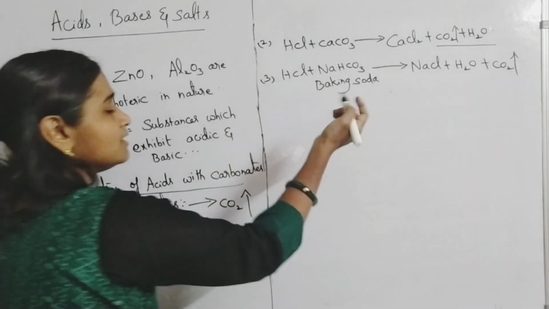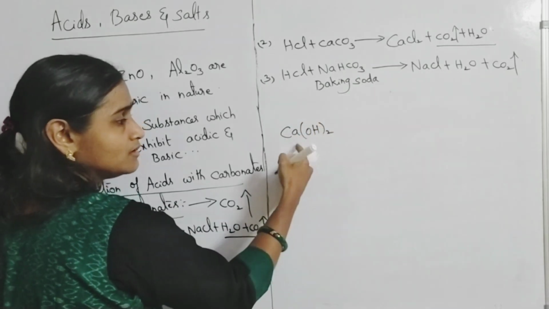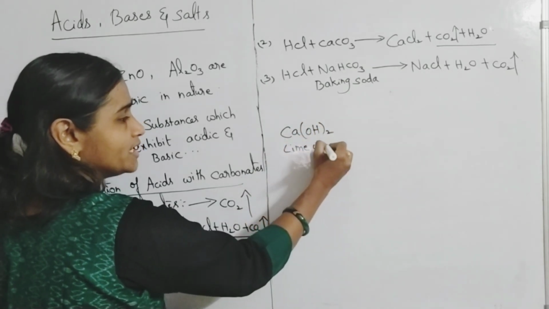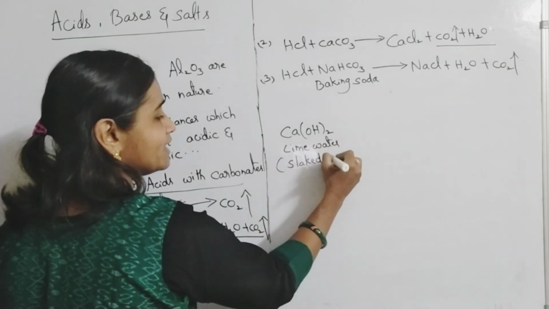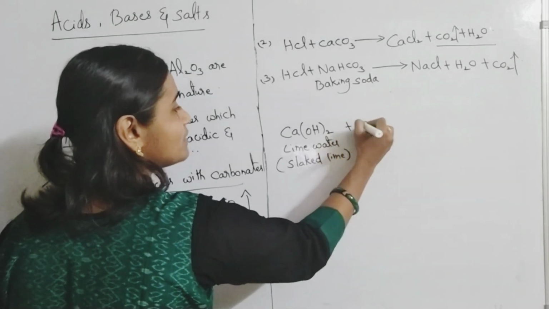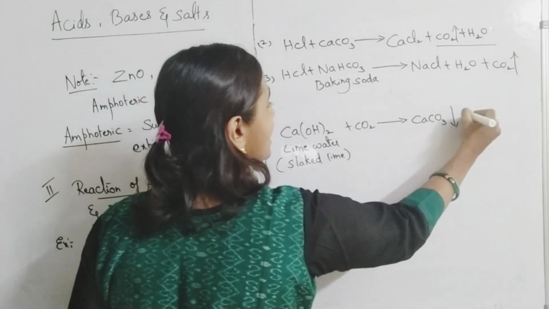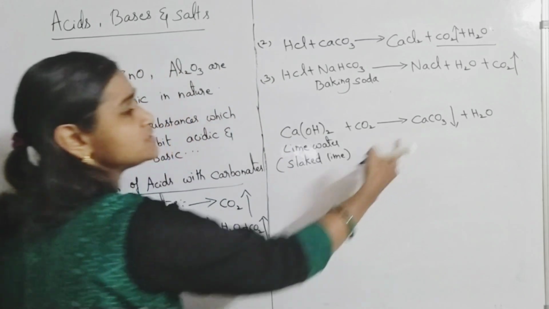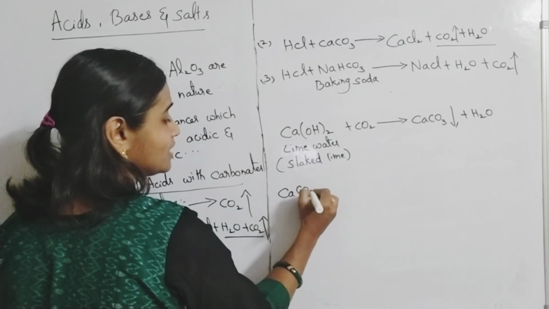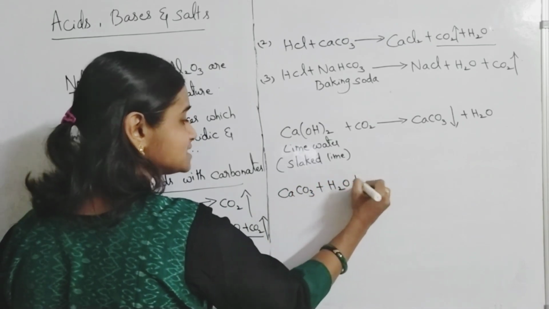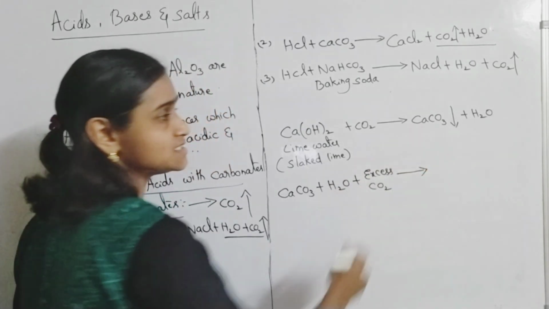How can you say that the gas liberated is carbon dioxide only? You need to take lime water. Calcium hydroxide, you call it lime water, slaked lime. When it reacts with carbon dioxide, it gives a white precipitate of CaCO3 and water. If you send excess CO2 through this solution, CaCO3 plus H2O plus excess CO2, then this white precipitate gets dissolved.